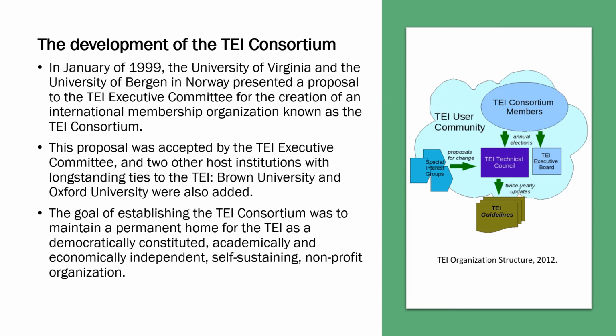Now we can move on to the development of the TEI Consortium. In 1999, the University of Virginia and the University of Bergen in Norway presented a proposal to the TEI Executive Committee for the creation of an international membership organization known as the TEI Consortium. This proposal was accepted by the TEI Committee and two other host institutions with long-standing ties to TEI. Brown University and Oxford University were also added. The goal of establishing the TEI Consortium was to maintain a permanent home for the TEI as a democratically constituted, academically and economically independent, self-sustaining nonprofit organization. To the right of this slide, you can see an image from an article published in 2012 of the TEI Consortium's organizational structure to better understand how it works.